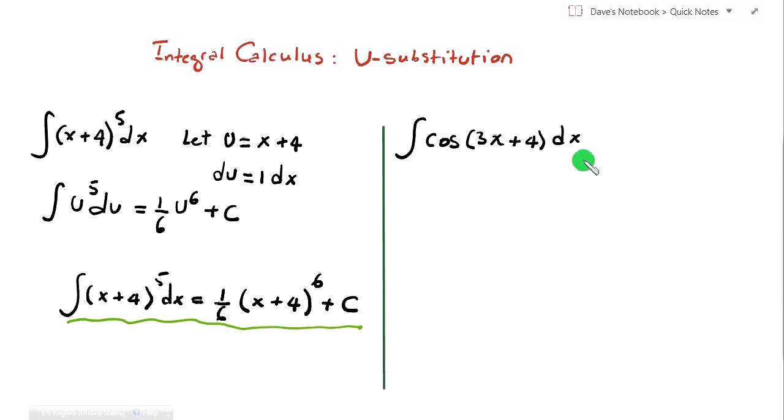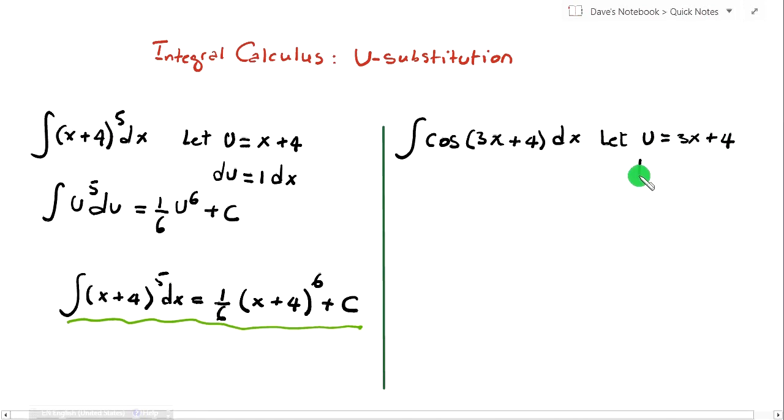In this second example, we're going to do the same thing by letting u be 3x plus 4, and we can also compute its derivative, which gives us 3 dx. Just like we did here, we're going to eliminate all the x and replace it by u. This is what we call the substitution. So we can say that du divided by 3 equals dx, or 1/3 of du.